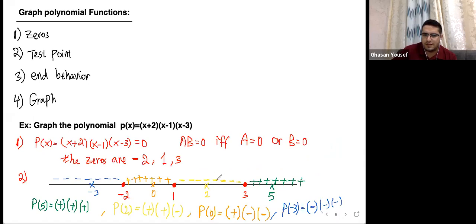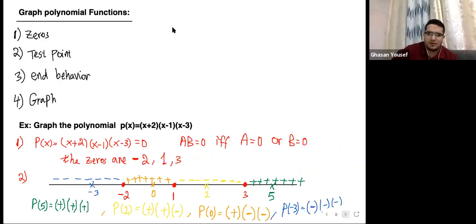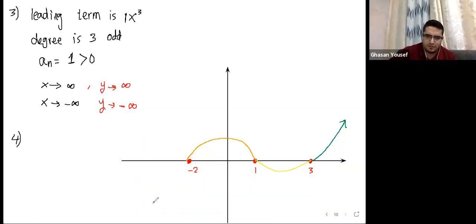Below the x-axis. Now we have positive, this means above the x-axis. So the curve should be like this, goes up to the minus 2. So above the x-axis. Now the minus means below the x-axis, so it should be like this. That's it. This is the graph of my polynomial function.